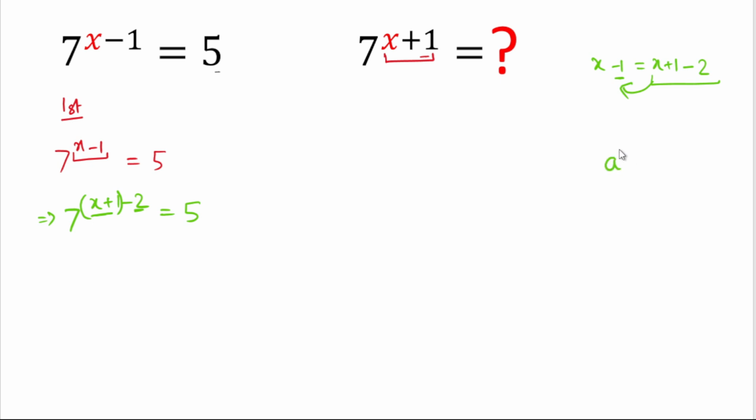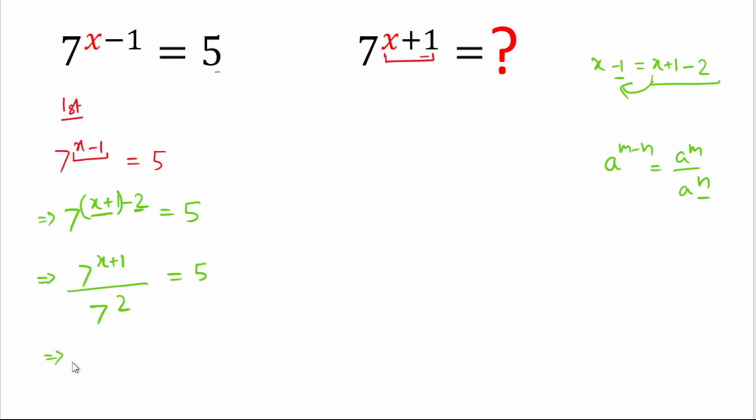Let us see, it is a to the power m minus n. We can write it as a to the power m divided by a to the power n. Likewise we will write 7 to the power x plus 1 in the numerator, and in the denominator it is 7 to the power 2, and that is equal to 5.